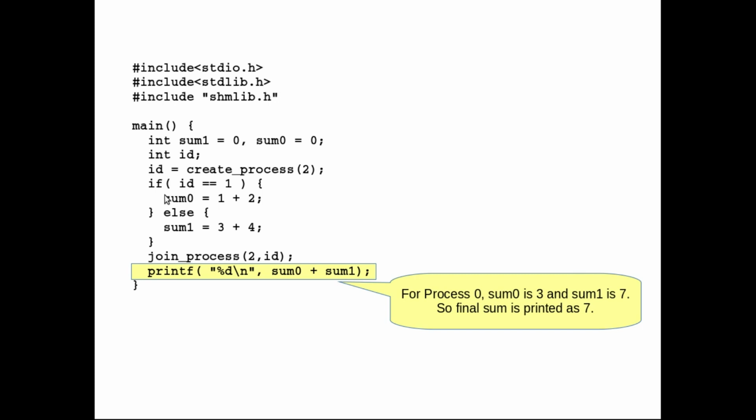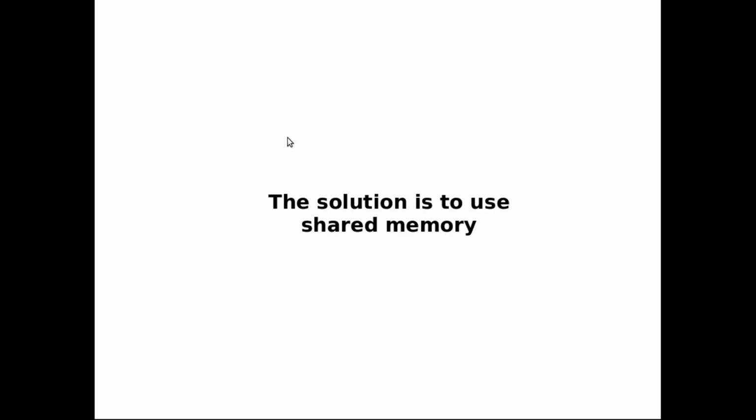See, when we are updating sum 0, the sum 0 of the child process is getting modified to 3. For the parent process it will remain as 0. So that's the problem with this program. These are private variables for each process. Each process has its own copy. So how do we fix this problem? We can fix this problem using shared memory.